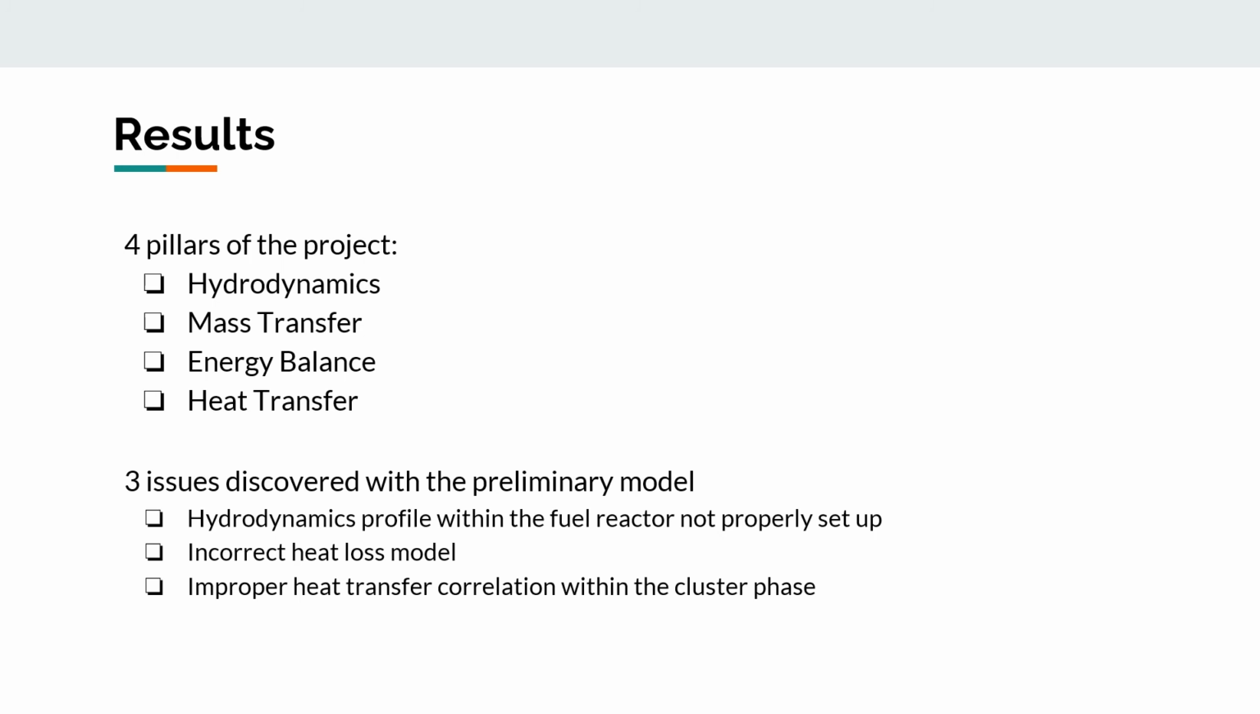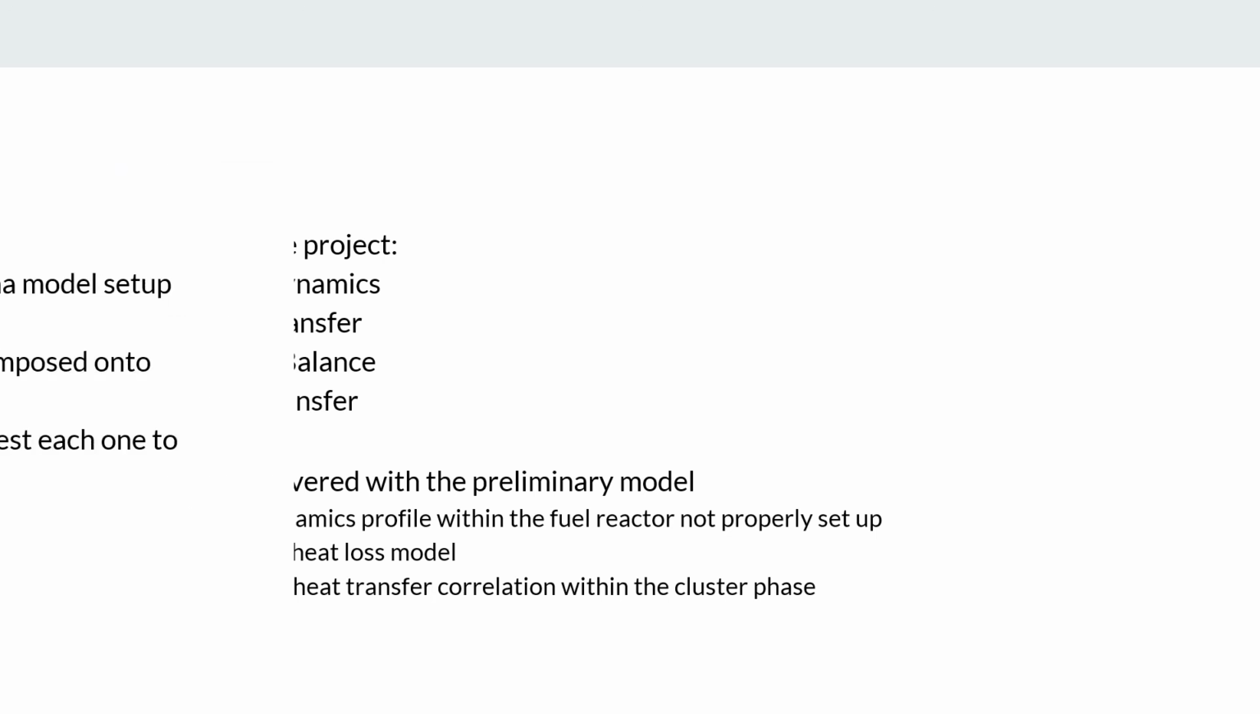The 3 errors identified so far are, first, hydrodynamic profiles within the fuel reactor that are not properly set up to describe the actual situation. Second, an incorrect heat loss model that shows the total amount of heat loss approaches 0 with an increase in insulation thickness, when it should approach a set value bigger than 0. Third, improper use of heat transfer correlation when determining the cluster phase heat transfer phenomenon.